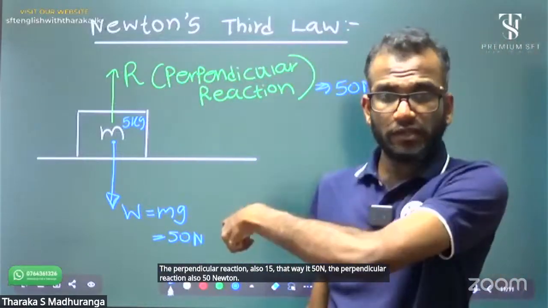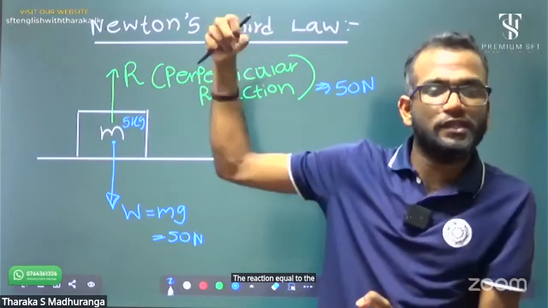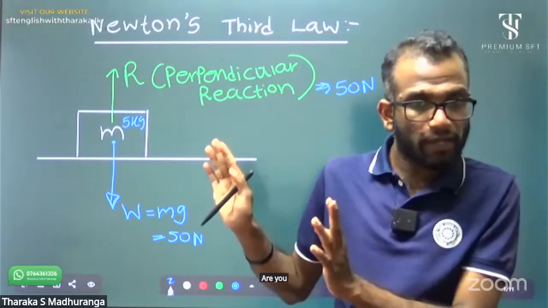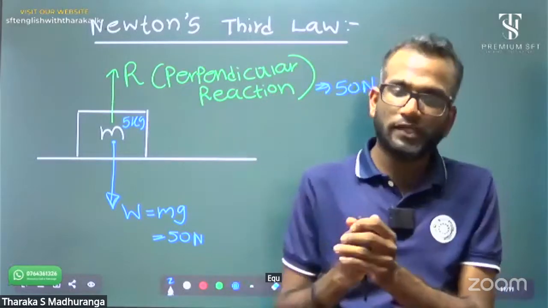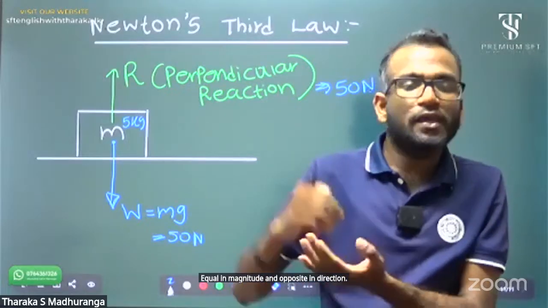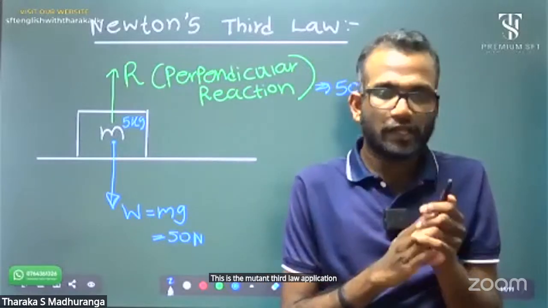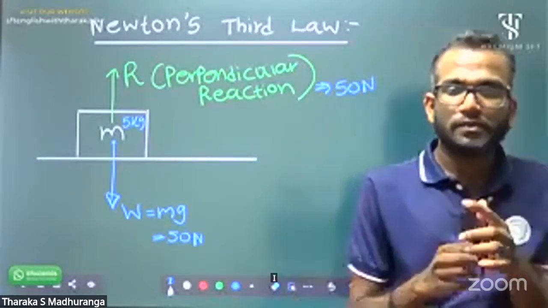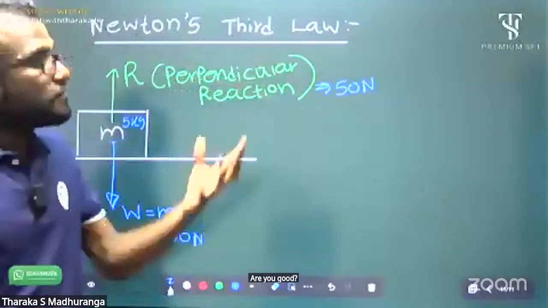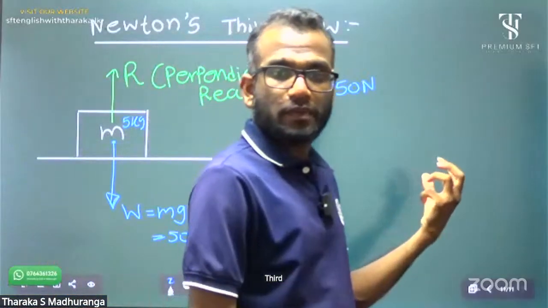This is the action, and the reaction is equal in magnitude and opposite in direction. This is a Newton's third law application. Every action has a reaction with the same magnitude and opposite in direction. This is one application of Newton's third law.